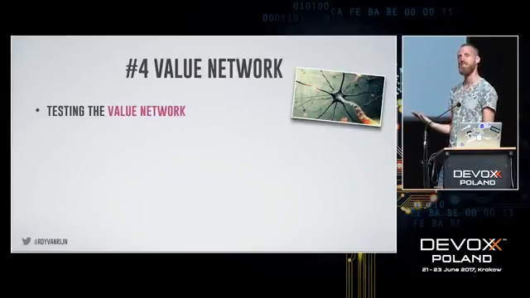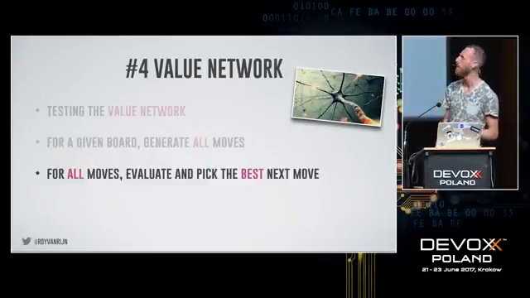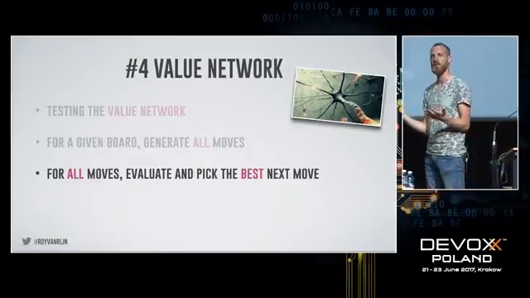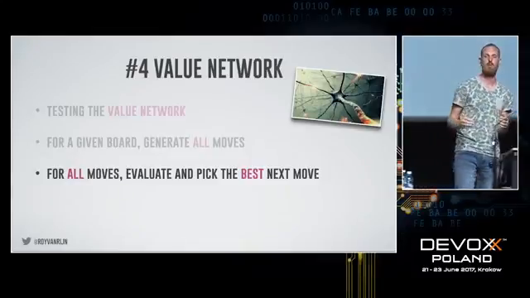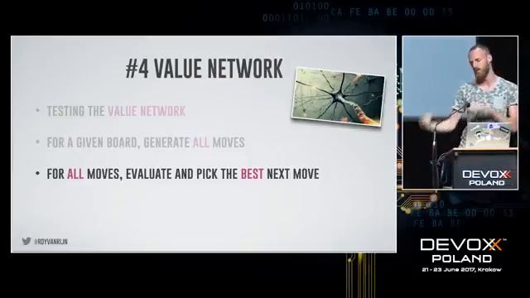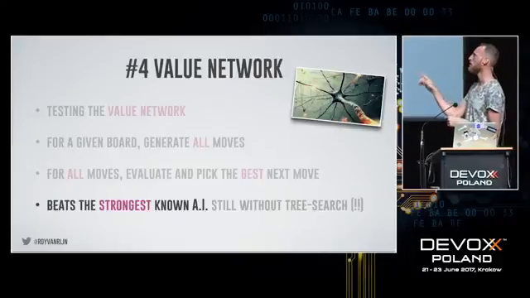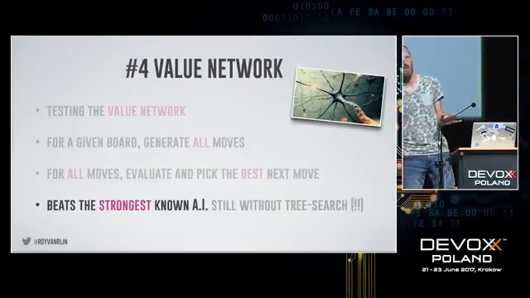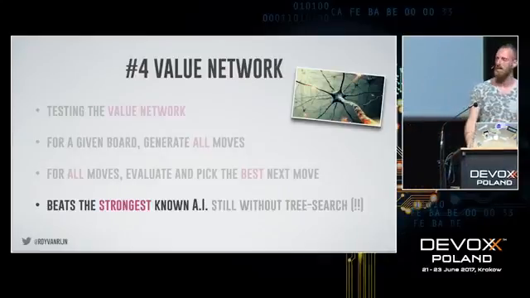So they thought, how can we test this network? How good is this? So for a given board, they would generate all the possible moves. And for all these moves, they would apply the value network, the evaluation function. And they would pick the best next move. So this isn't searching to an entire depth, it's depth 1. This was able to be the strongest known AI in Go. Still without any tree search, just this neural network. Not the other neural networks, just this one.